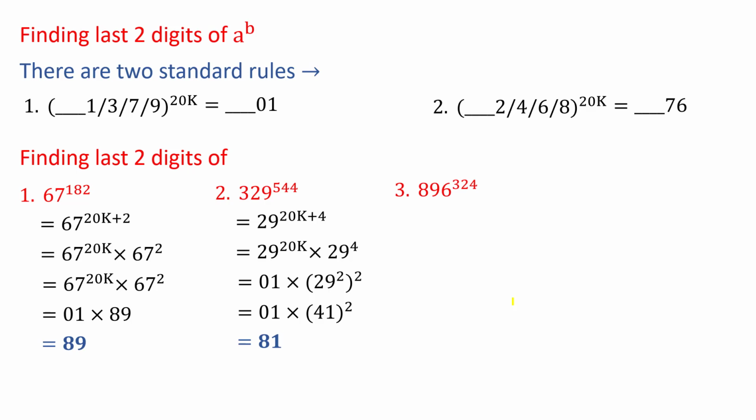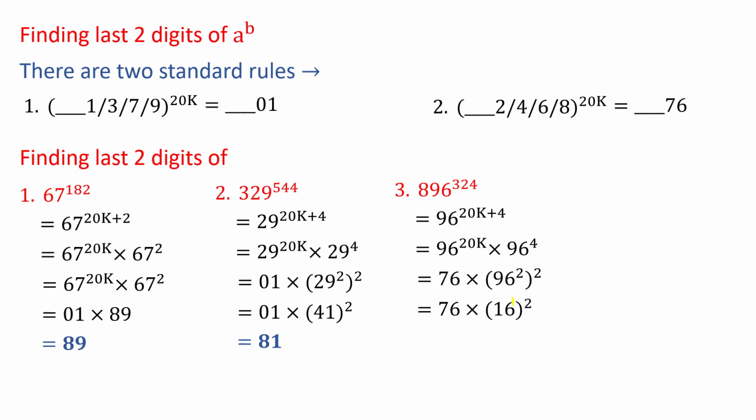We want to find the last two digits of 896 to the power 324. It's the same as the last two digits of 96 to the power 324. Okay, divide the power by 20, the remainder is 4. So we can write the power as a multiple of 20k plus 4. So 96 to the power 20k plus 4, we can rewrite as 96 to the power 20k into 96 to the power 4. 96 to the power 20k ends with 76, and 96 to the power 4 we can write as 96 square, bracket square.